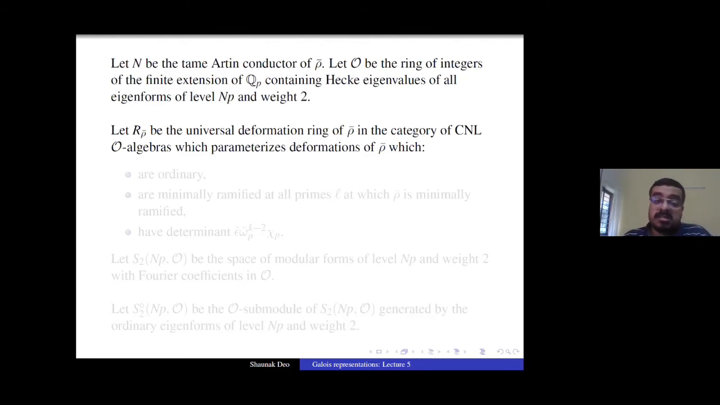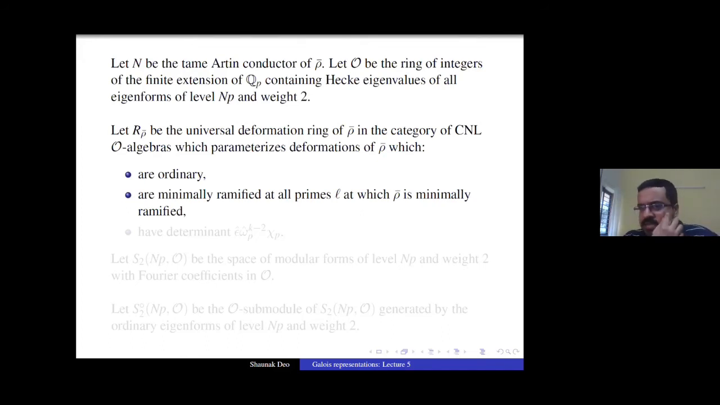And this deformation ring parameterizes deformations of rho-bar which are ordinary, and which are minimally ramified at primes at which rho-bar is minimally ramified. We saw this in the last lecture. Minimally ramified means that if rho-bar restricted to I_L is just one direct sum character, then the image of rho and rho-bar should be the same. And if rho-bar restricted to inertia is unipotent, then rho restricted to inertia should also be unipotent. And it has determinant epsilon-hat omega_p-hat to the power k minus 2 times chi_p. Chi_p is the p-adic cyclotomic character, and this hat is the Teichmuller lift.